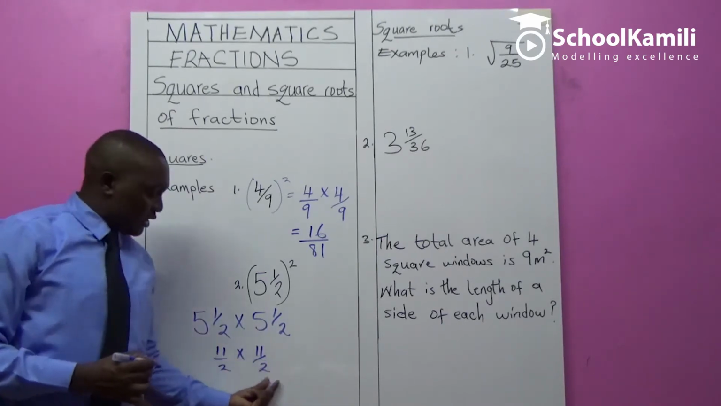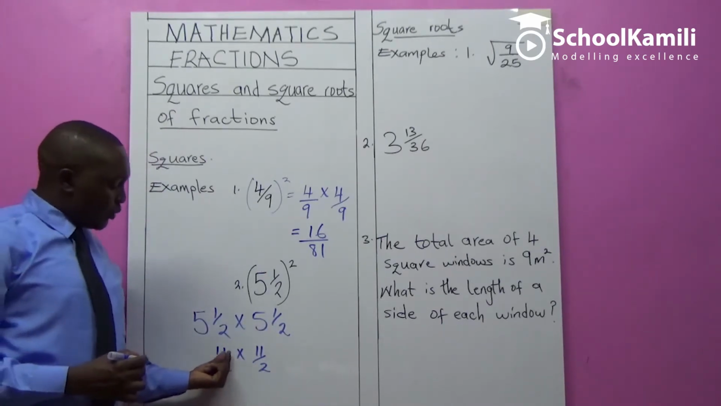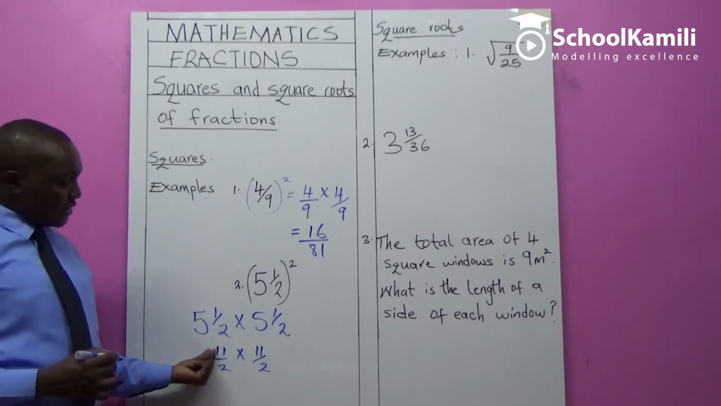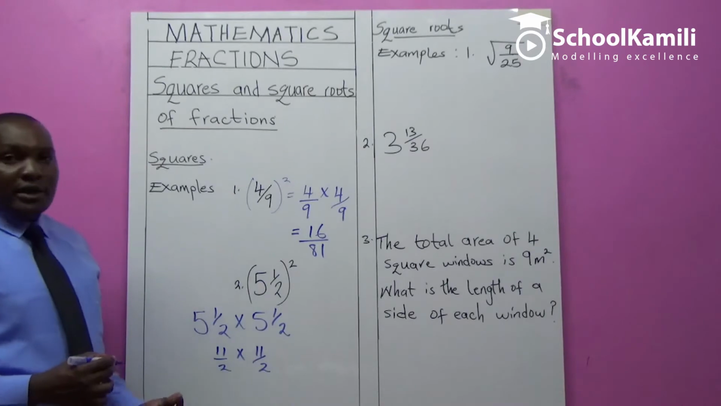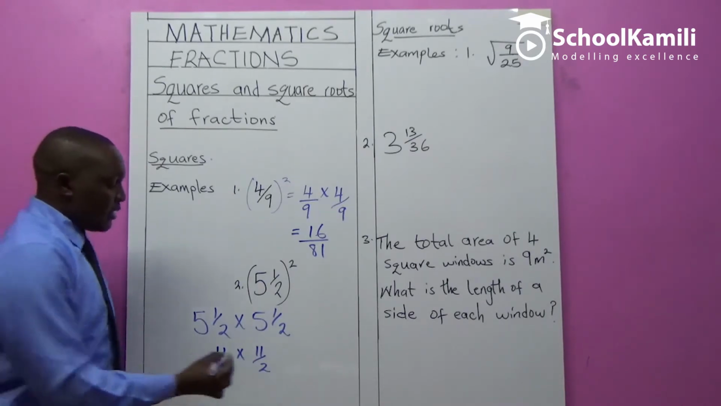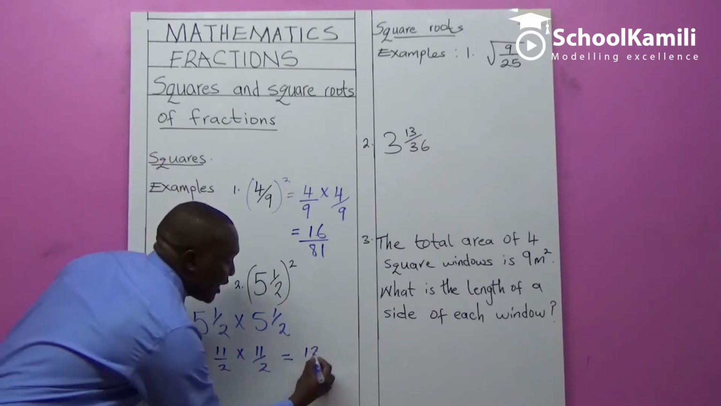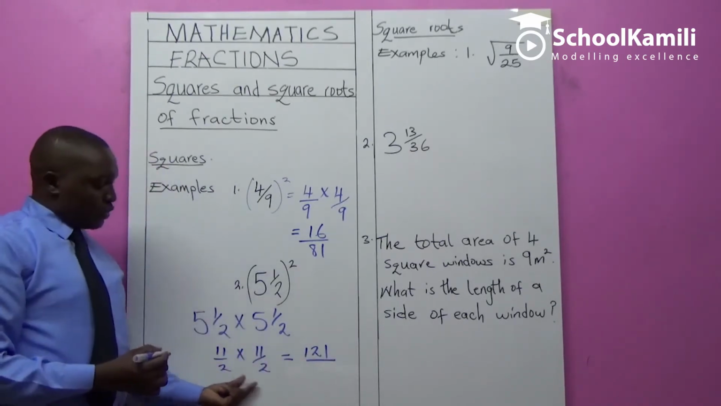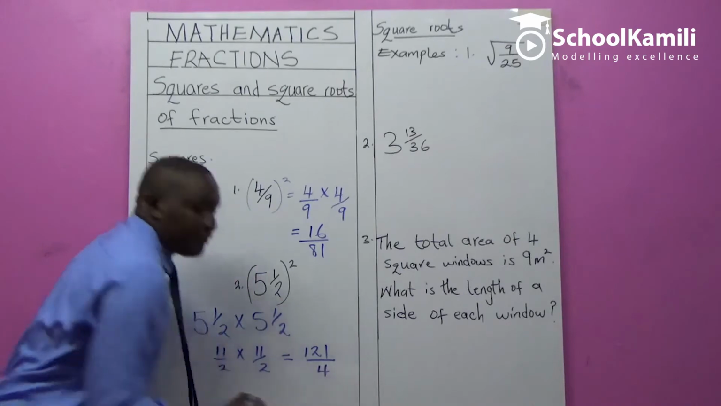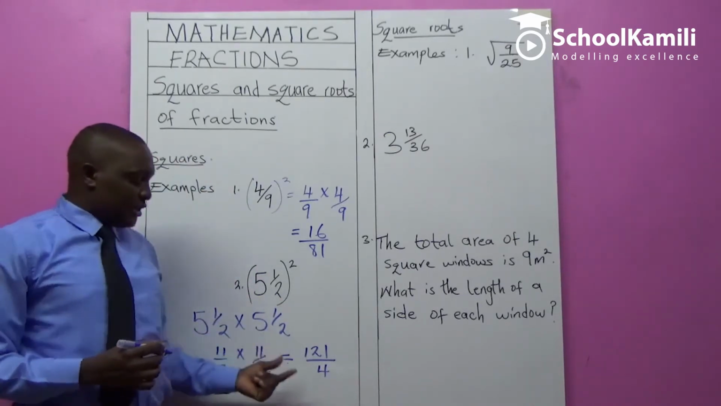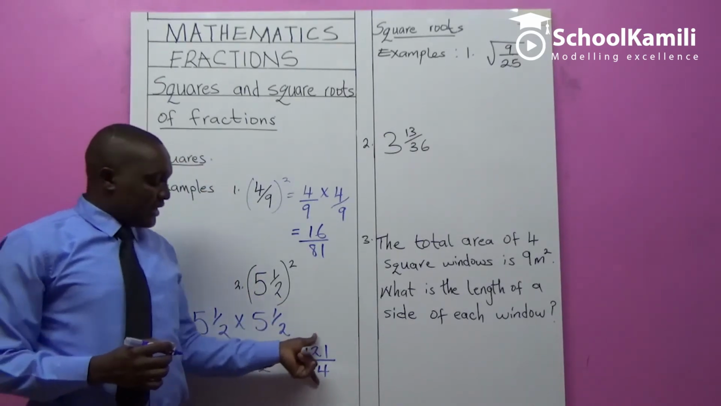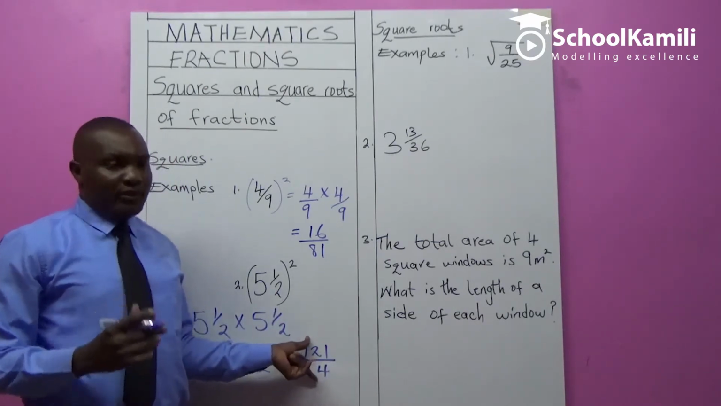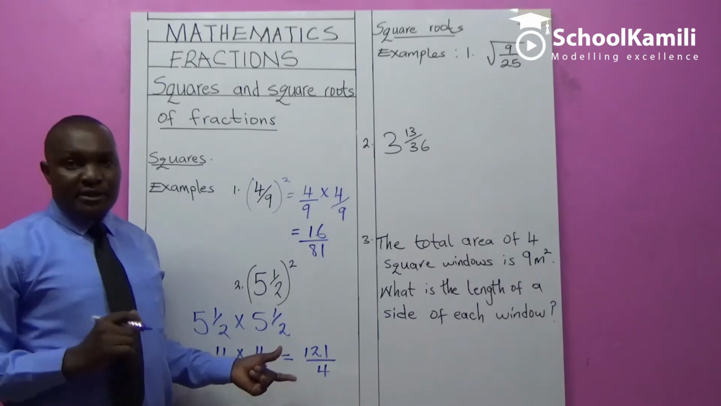There's nothing that you can simplify here. We multiply the numerators separately and the denominators separately. That is 11 multiplied by 11. You already know the multiplication table, yeah? Then this one gives us 121 over 2 multiplied by 2, which will give us 4. In mathematics we said, do not leave your answer as an improper fraction. Make sure you either put it in simple fraction or in mixed fraction.